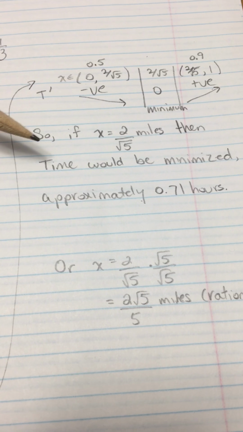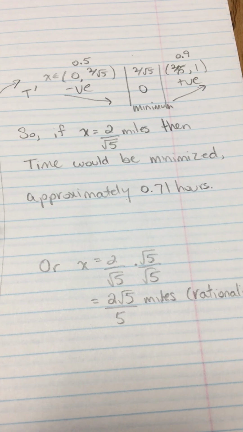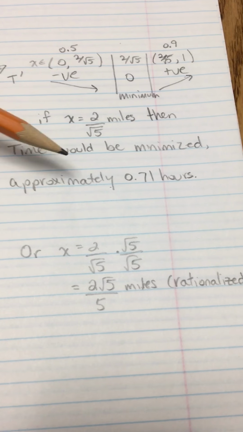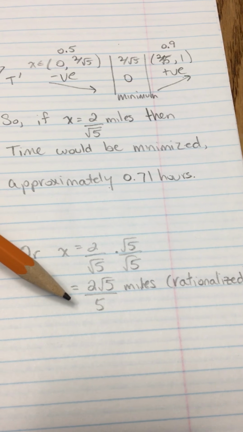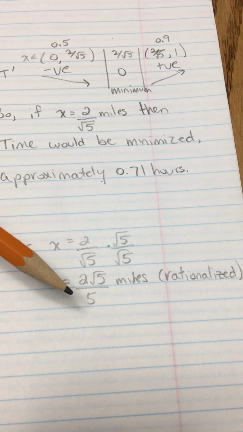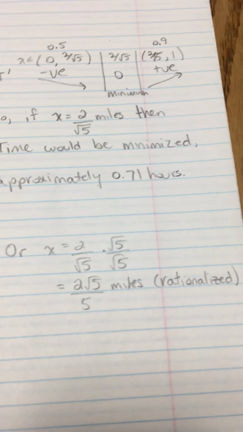That tells us that yes, indeed, if x is 2 over root 5 miles, then the time would be optimized, and that's approximately 0.71 hours. You might also want to present your final solution in a rationalized form by rationalizing the denominator, because we don't really like our square roots to be in the denominator. So that would be our rationalized solution.